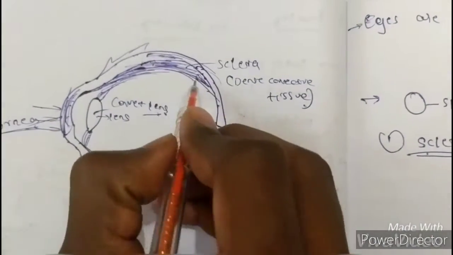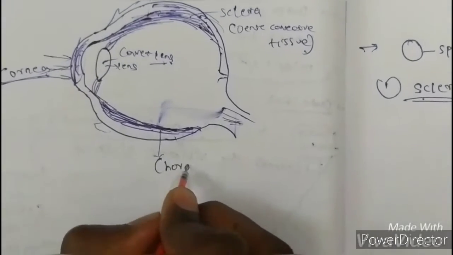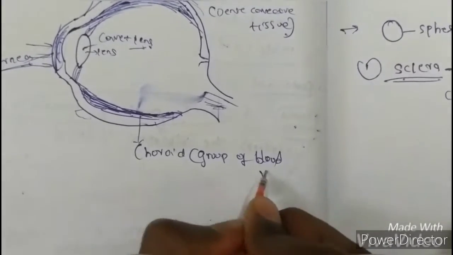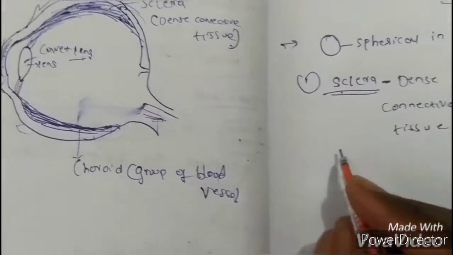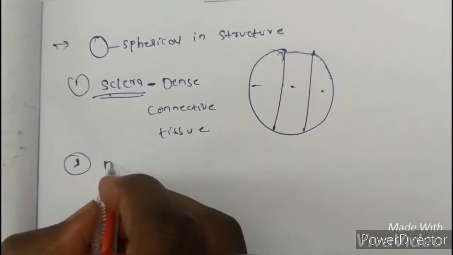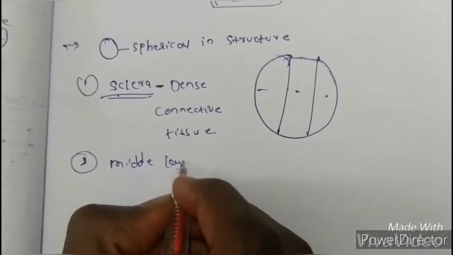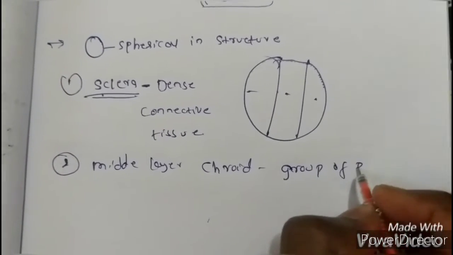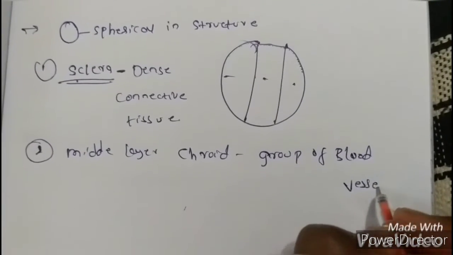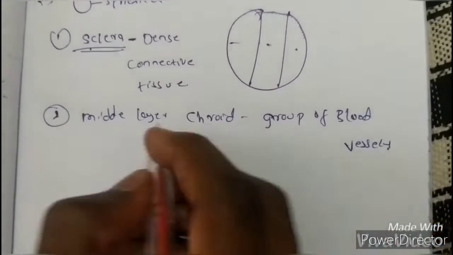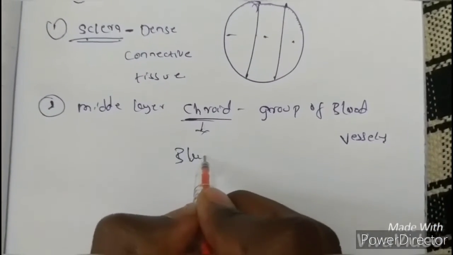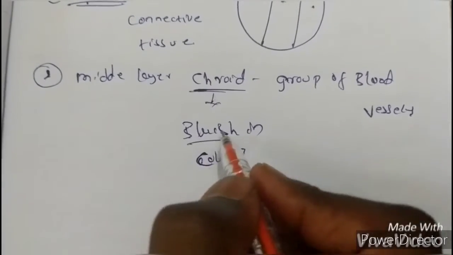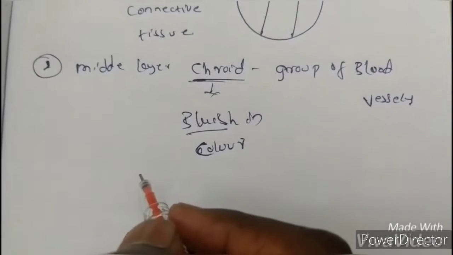The middle layer is nothing but choroid, a group of blood vessels. Choroid means a group of blood vessels, and it looks bluish in color. Since it is made up of many blood vessels, the choroid looks bluish in color.